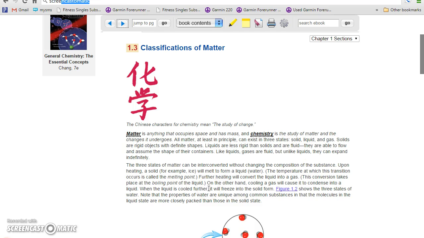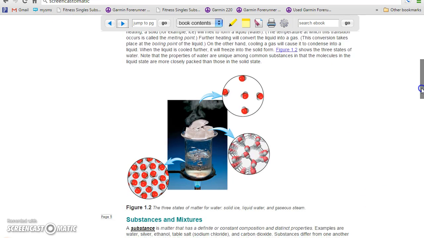They seem to be ignoring sublimation and deposition, but I think that's okay because it's very rare. Note that the properties of water are unique among common substances and that the molecules in the liquid state are more closely packed than those in the solid state. This is something I think everybody's pretty familiar with.